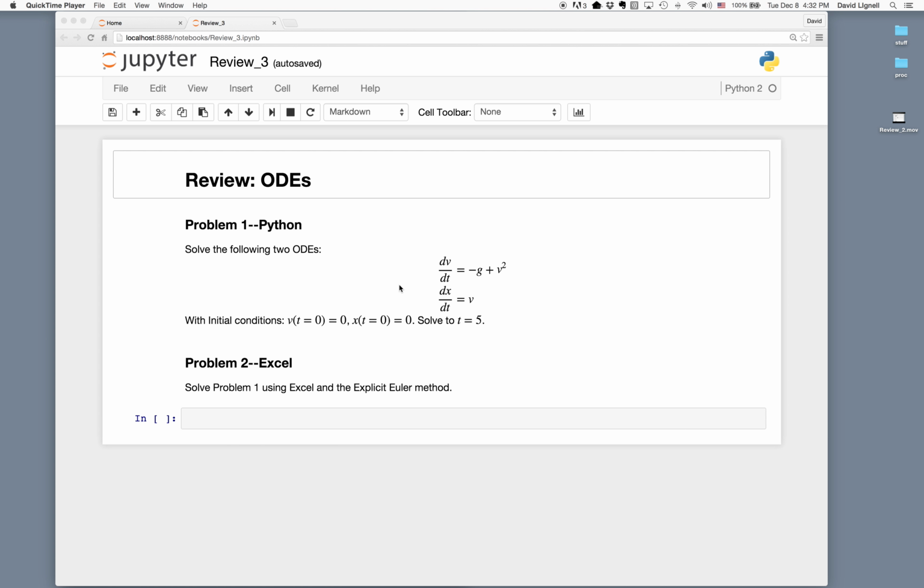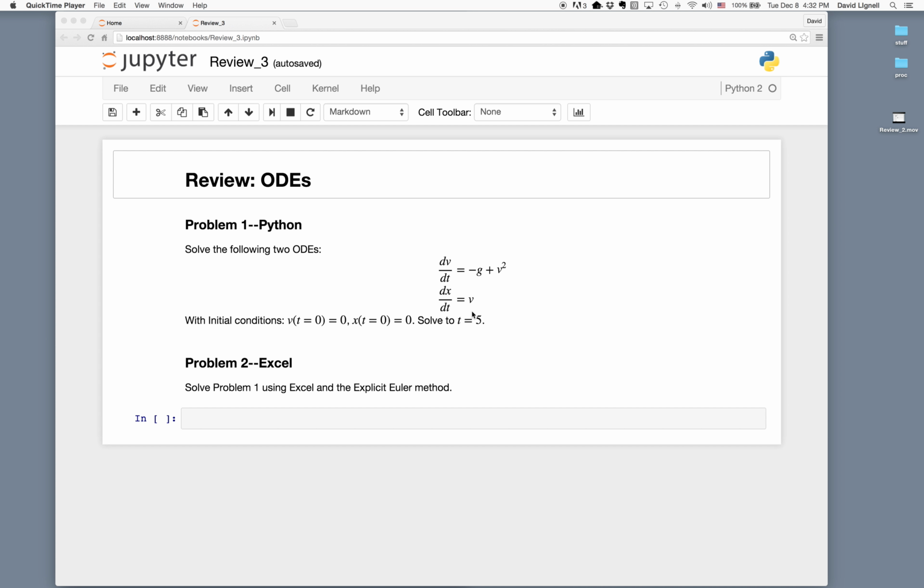So this is the second review that I'm going to do here. In this one, we're going to look at solving ODEs using Python and Excel. So here we have two ordinary differential equations. They're coupled equations. dv/dt equals minus g plus v squared, and dx/dt equals v.